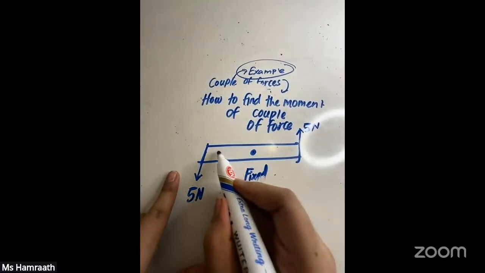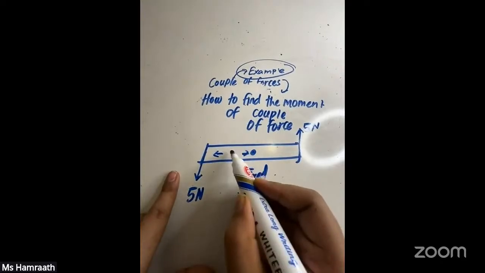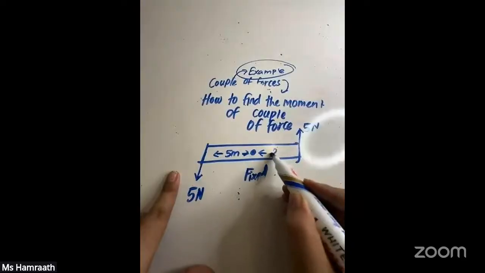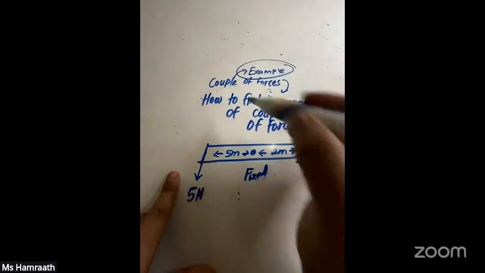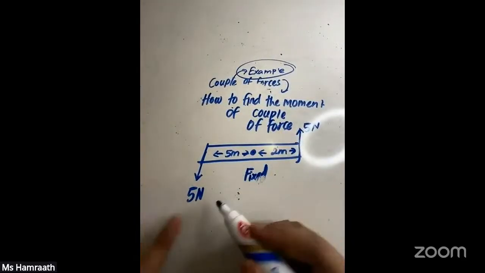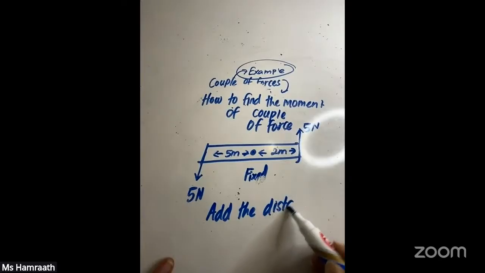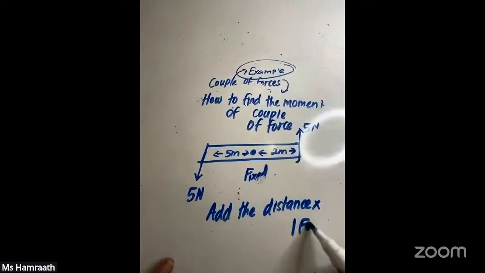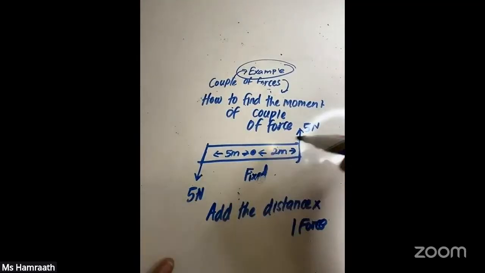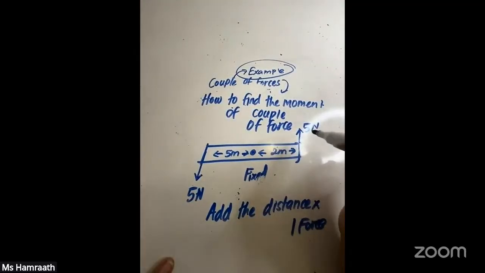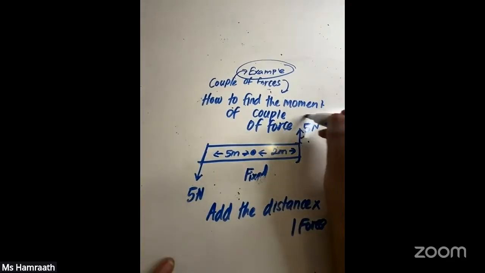But they will give you the distance in different values. 5 meter, let's say here, 2 meter. So how to find the moment of couple of force? Simple. You have to add the distance and multiply by one single force, because both of the forces have the same magnitude, right? So you don't want to use it twice. You will use it only once.